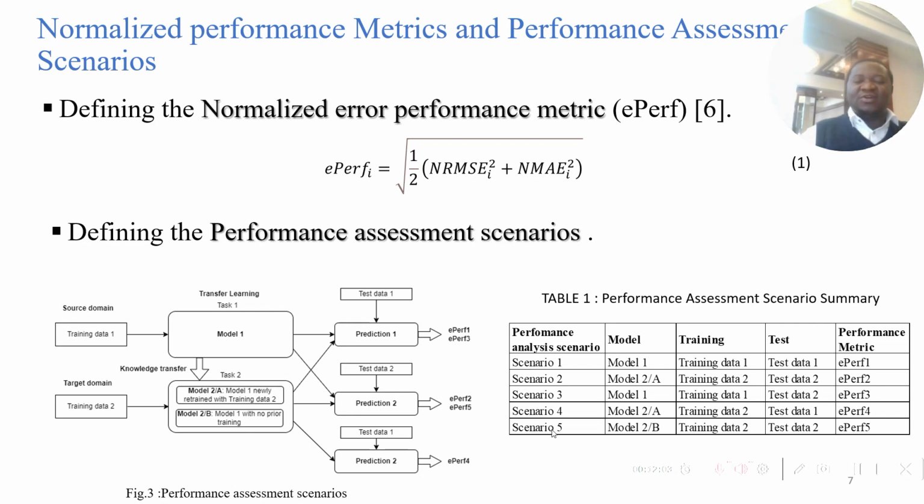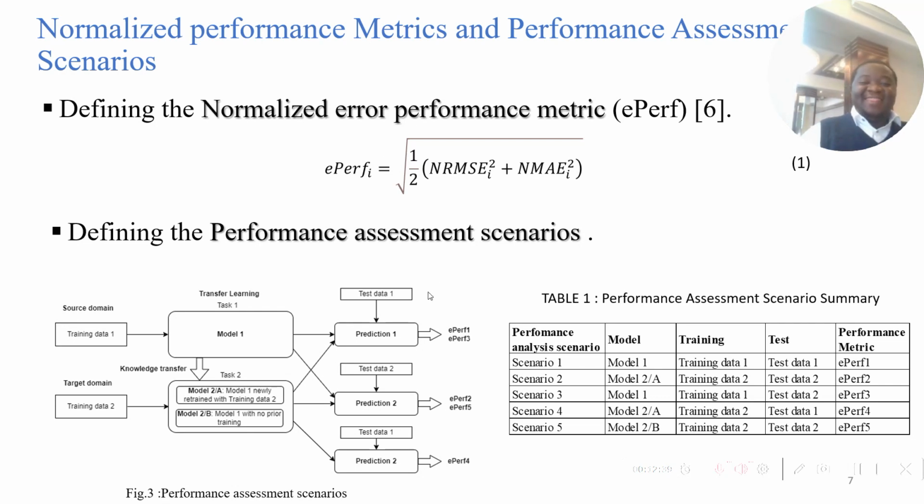And the performance assessment scenario 5 is now that model 2B, all right? A model that did not go through the pre-training, all right? So it's trained by the data that we consider as target data, and it's tested by the data we consider as target data. And we get all these assessment scenarios, this performance matrix or ePerf. Remember that we calculate this way.